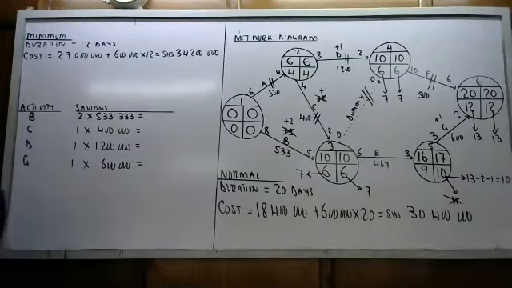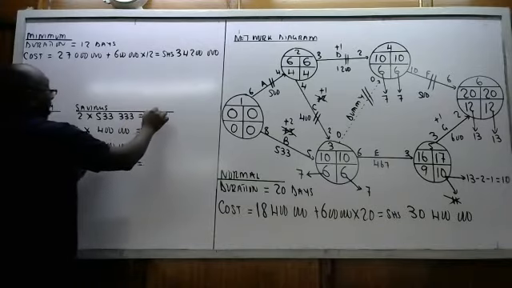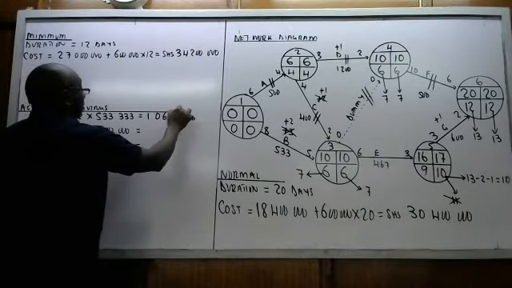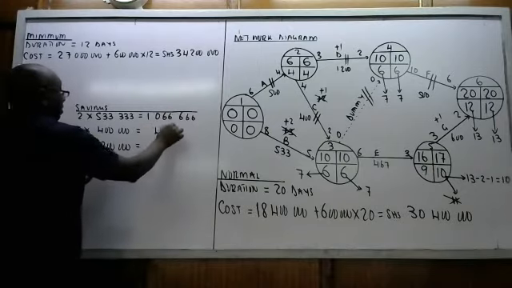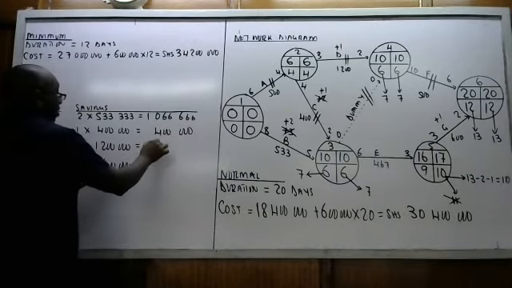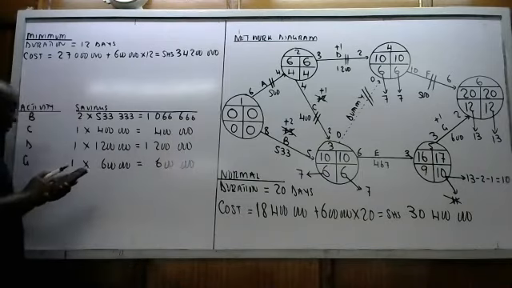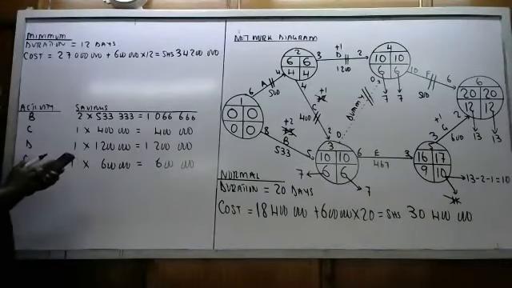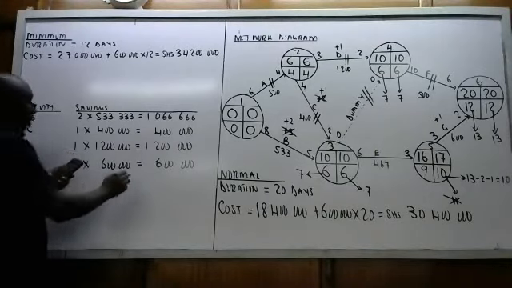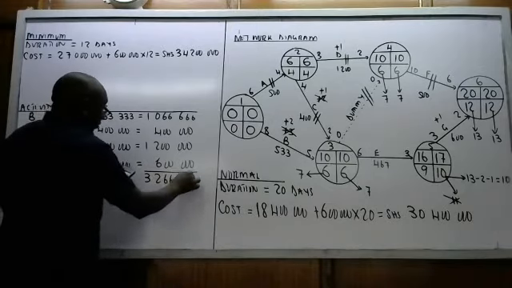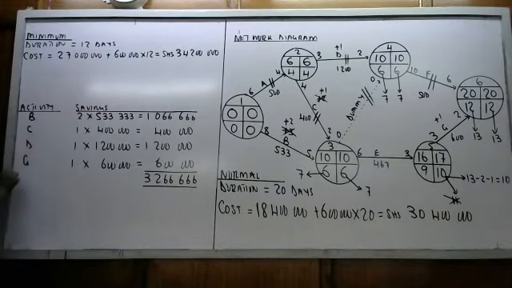So if you take your calculator and say 533 times 2 is 1,066. This is 400,000. This is 1,200,000. This is 600,000. So plus 22. The total here is 3,266,000. So that is the total.